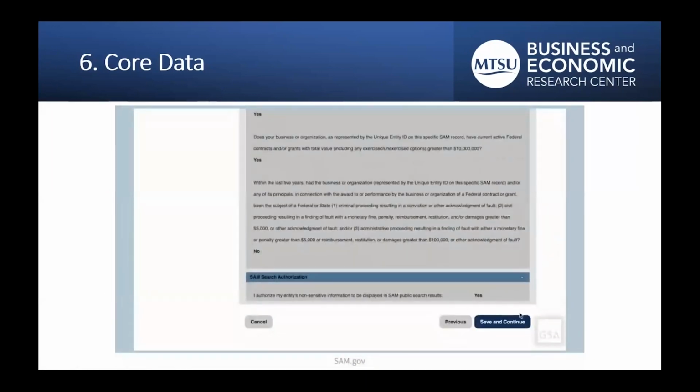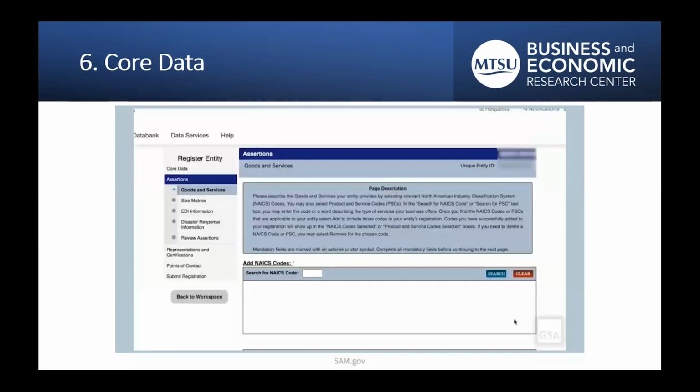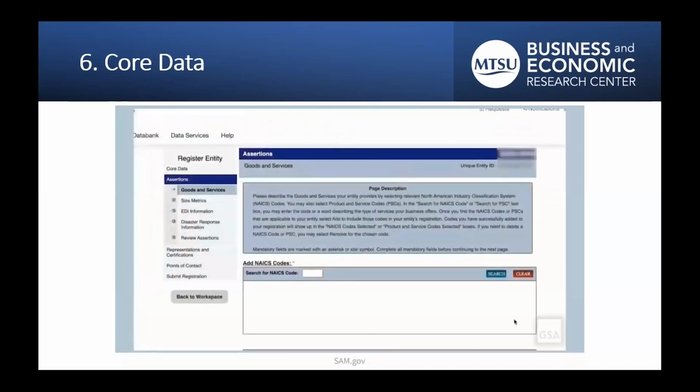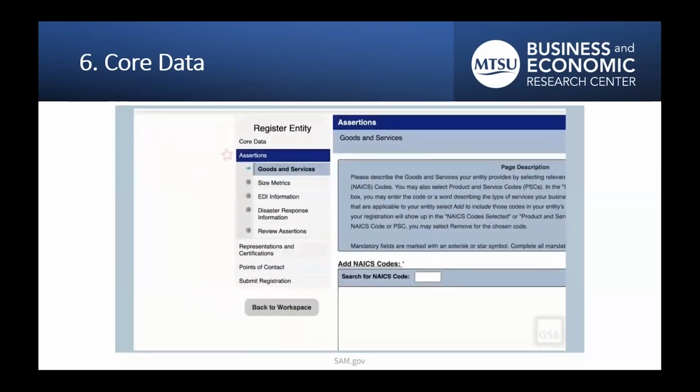Congratulations on finishing entering the core data section of your entity registration. You can pause at this point and return to your registration from your workspace later, or you can continue on to the next section. If you are registering to bid on contracts, that section will be assertions. If you are only registering to bid on federal grants and loans, the financial assistance representations and certifications are next.